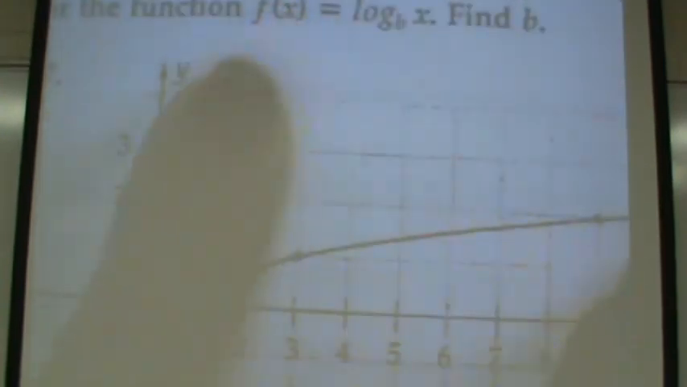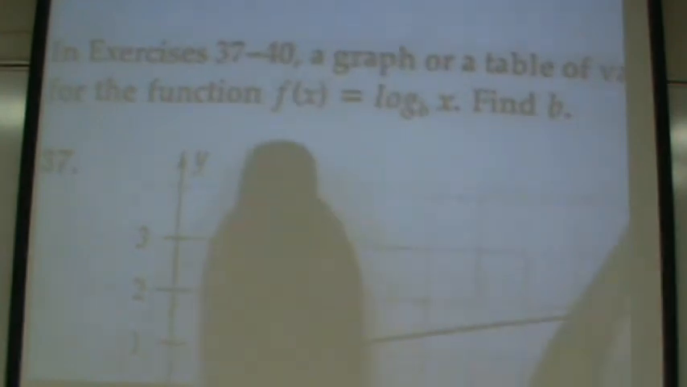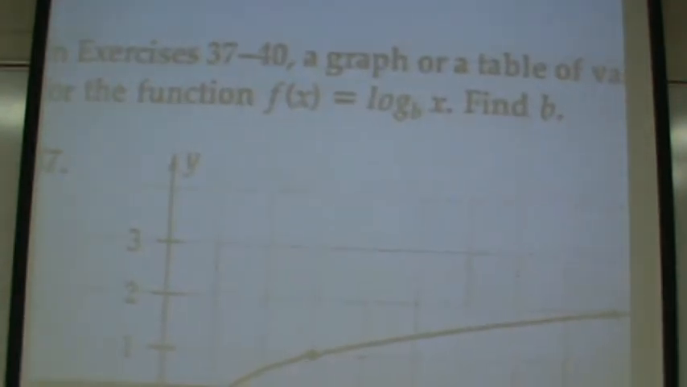37 and 38, you're gonna use your graph. They want you to find B. I'm gonna let you figure that one out on your own. You're gonna plug these numbers into this table, into this equation, to see if you can figure out what B is. You're gonna try one of each of these points, plug it in and see which one logically makes sense for what B is. Not that hard.